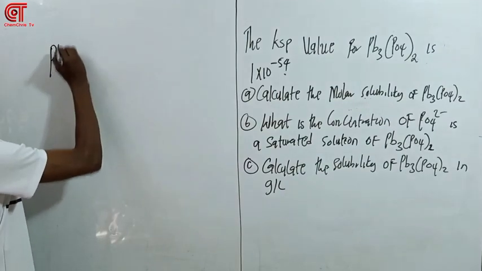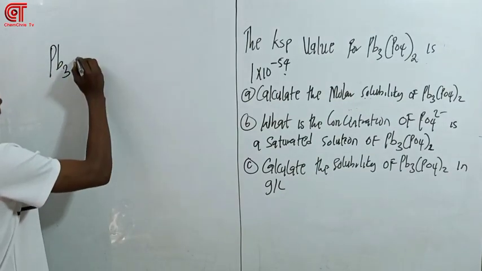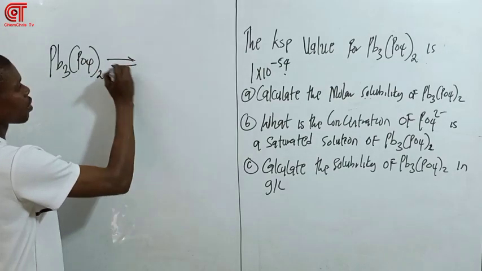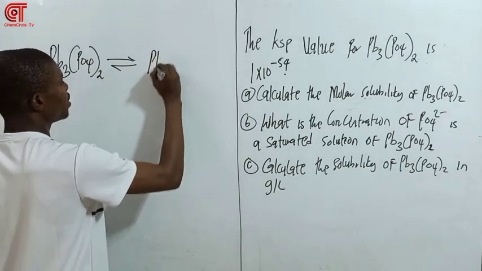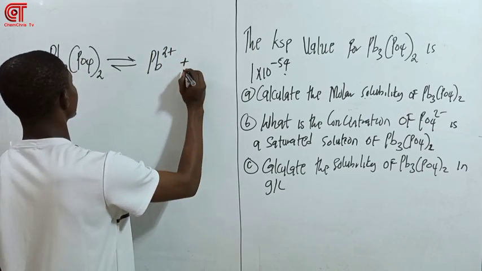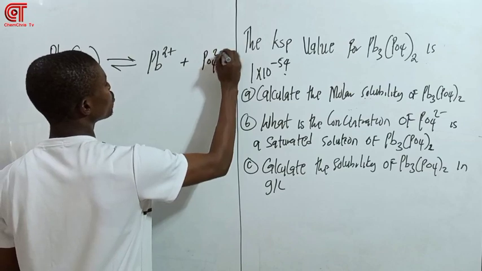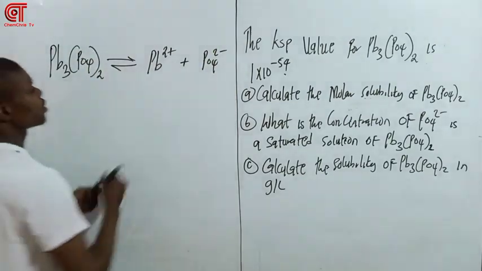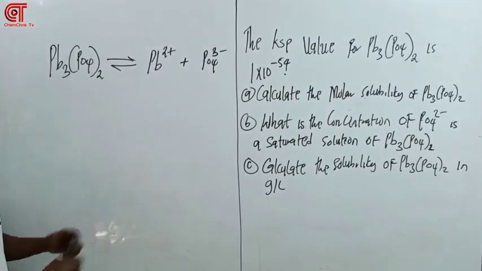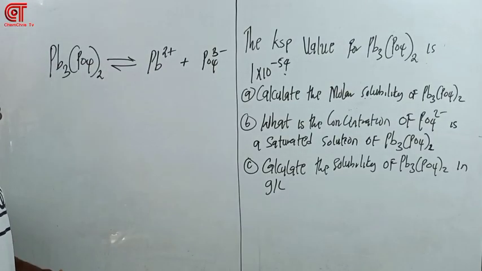So Pb3(PO4)2 dissociates into Pb2+ and PO4 3-. Here we have Pb2+ and PO4 3-. Next, you want to balance the equation.